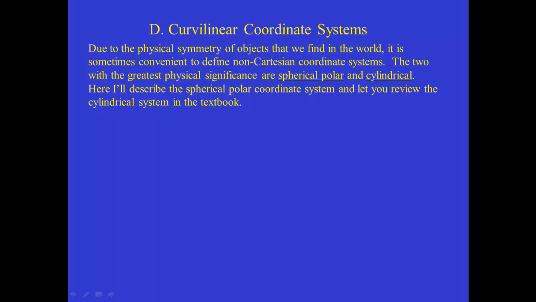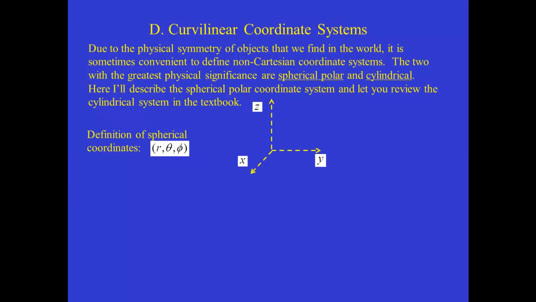So here I'll give an overview of the spherical polar, or sometimes just shortened to the spherical coordinate system, and let you review the cylindrical system in the textbook. So first, just to define the spherical coordinate system, which should be familiar from previous courses, a point in space, instead of being indicated by x, y, and z coordinates, is given by r, theta, and phi.